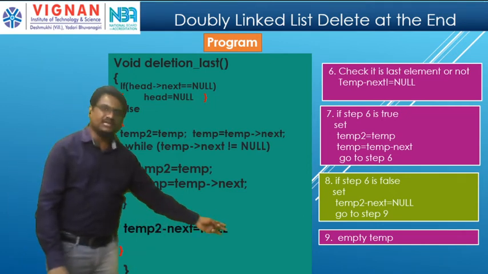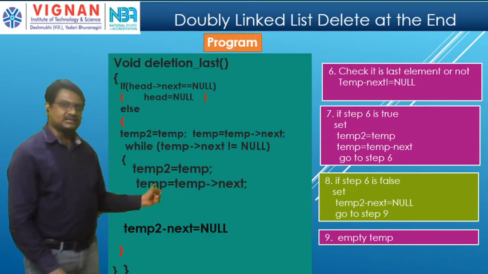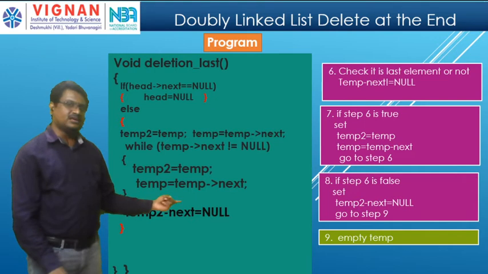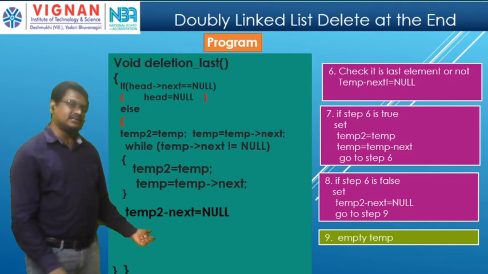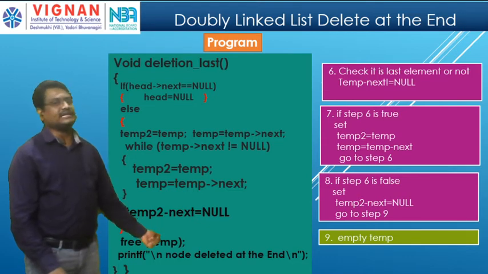What is the 9th step? I am freeing the space. If the 6th, 7th and 8th steps are done completely, then it goes to the 9th step. What is the 9th step? I need to empty the memory space. Previously I deleted the node from the double linked list, but I need to free the memory also. For that I am using free. So here I deleted the data from the memory also.